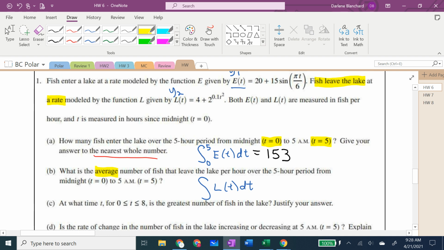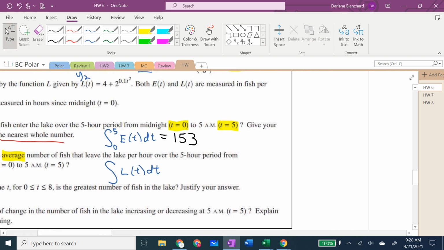So I can find, what am I doing? Hold on. Or am I overthinking it? I'm overthinking it, aren't I? I am. So I'm just finding the average value.